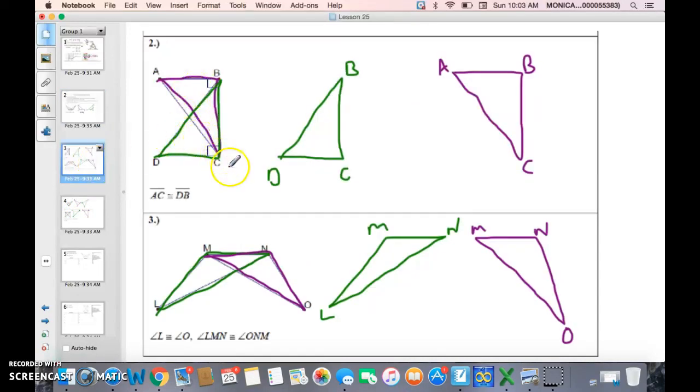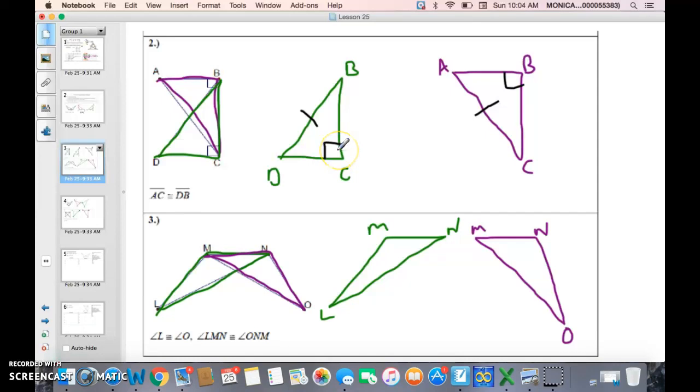All right, so here's number 2. Once again, I've pulled the triangles out. Notice that I do label the vertexes because that's going to make it important. So the first thing I'm going to mark is that AC is here, and it's going to be congruent to DB, which is here. That was given information. All right, the next thing I'm going to mark is that this angle here in the purple triangle is a right angle, and angle C in the green triangle is a right angle.